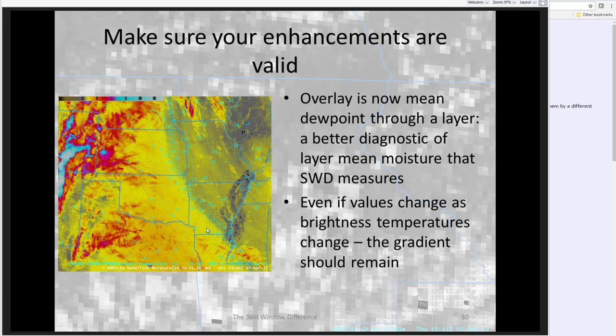And also notice, by using the 1,000 or surface to 700 millibar mean dew points, the gradient in the mean dew point layer is right in the same area where the split window difference is maximized. And even as brightness temperatures may change across the area, usually the gradient is going to remain in the same place because the moisture, in this case, is driving the change in temperature spatially across the area, not the change in temperature itself or sunrise or sunset.